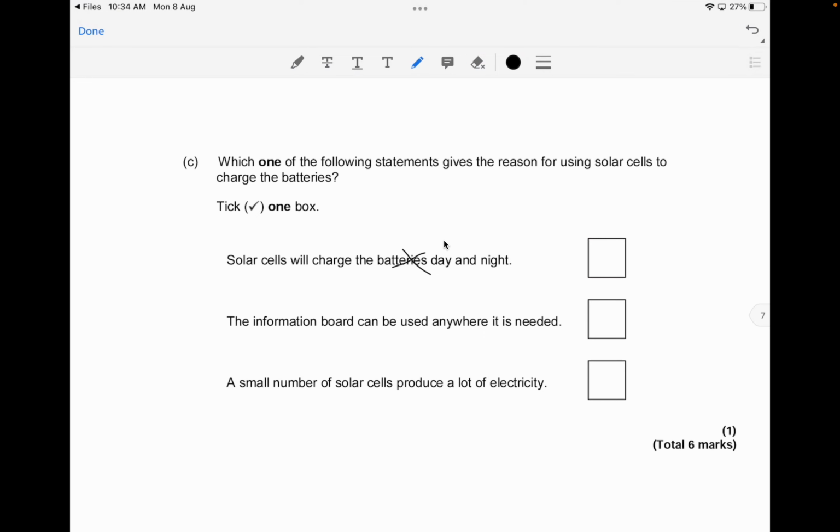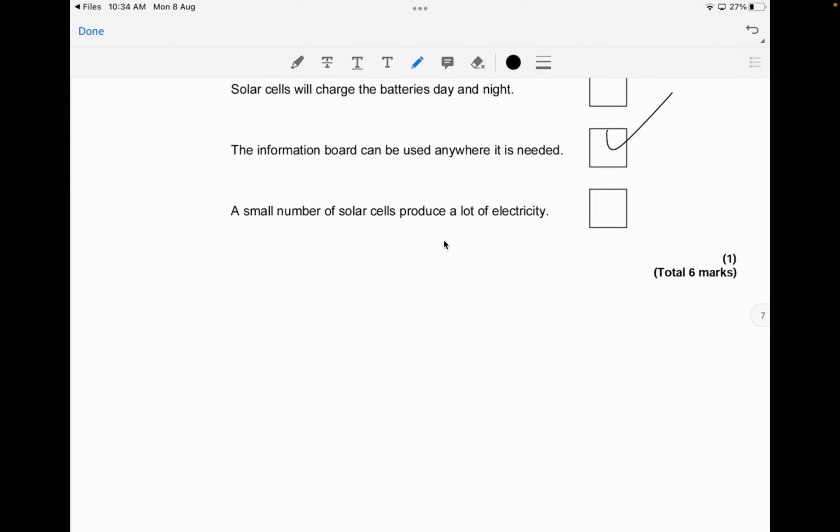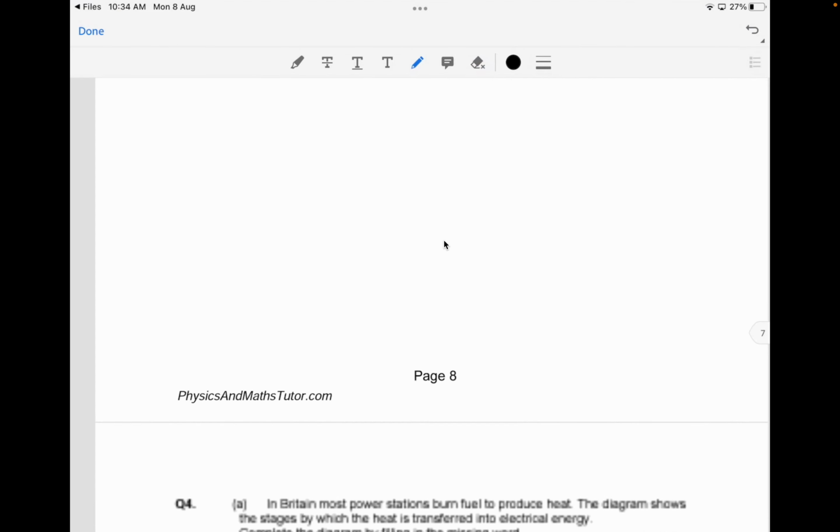A small number of solar cells produce a lot of electricity. This is not true as well, so you're not going to tick that portion there. The information board can be used anywhere. That seems to be the most reasonable choice among this list. Alright, let's move on to the next question. That's a total of 6 marks.